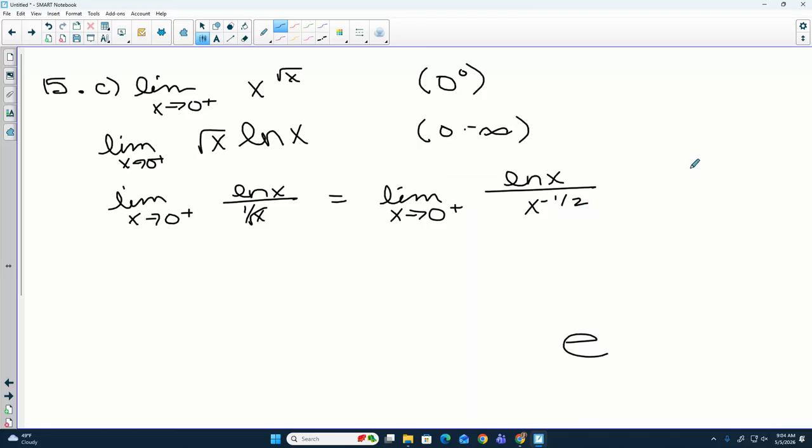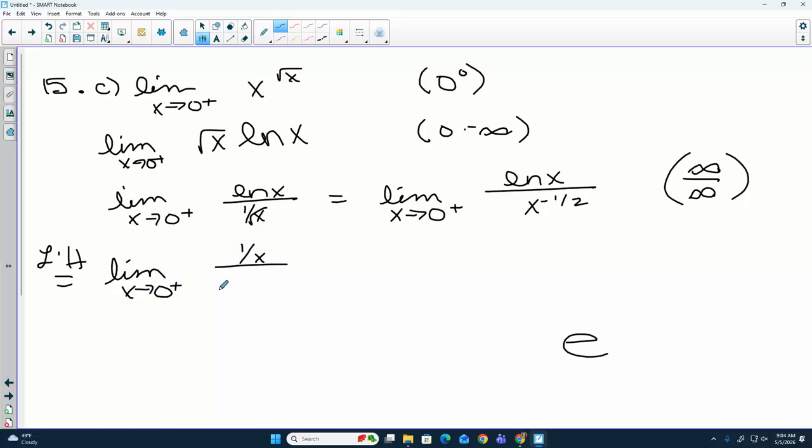Now if you plug in, this is infinity, and 1 over the square root of a smaller and smaller number is also going to infinity, so it's infinity over infinity. So this is the step where we can do L'Hopital's. The derivative of the natural log is 1 over x. The derivative of x to the negative 1/2 is negative 1/2 x to the negative 3/2. Clean up if you can. So this is negative 1 over 2x to the 3/2.